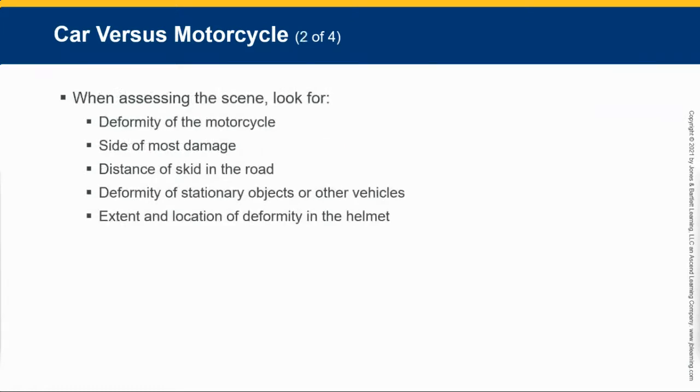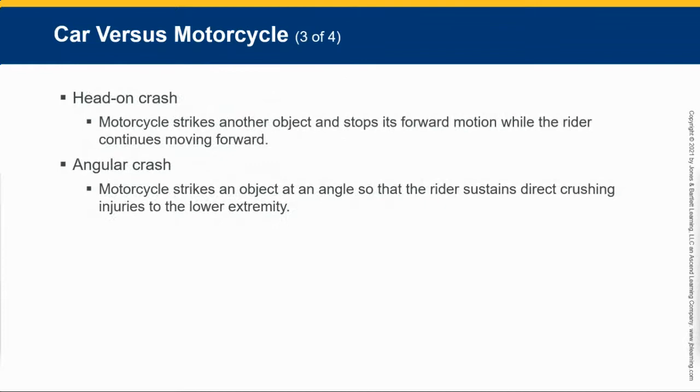Depending on how high they ride. But when you're looking at that scene, you're looking at deformity to the motorcycle, which side had the most damage, how long was the skid on the road, was there any deformity to stationary objects or other vehicles, and look at the helmet specifically for damage, how significant that damage was, and exactly where on the helmet that damage was located.